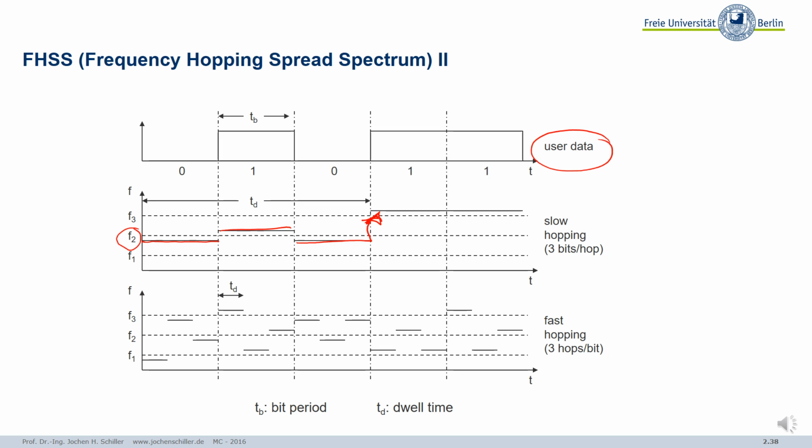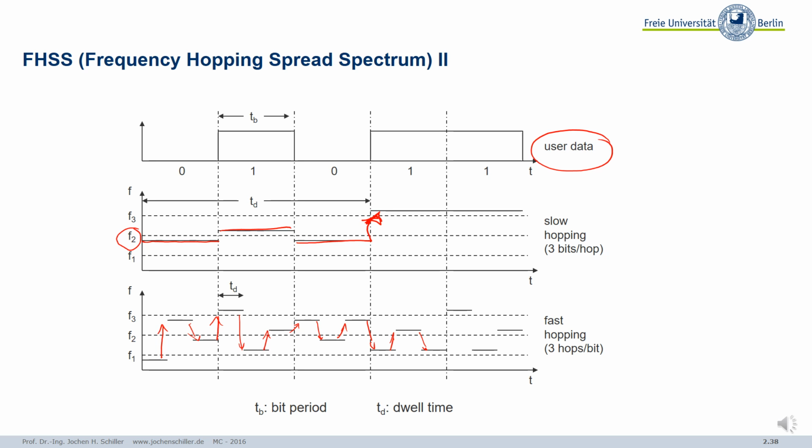And fast hopping means within a single bit, you jump already F1 to F3 to F2, whatever. So that's a fast hopping scheme, because you use several different frequencies for a single user bit. Usually systems like Bluetooth, even GSM can use it, perform slow hopping. So they transmit many bits on a certain frequency, then they switch to another frequency, transmit many bits there, switch to another frequency.